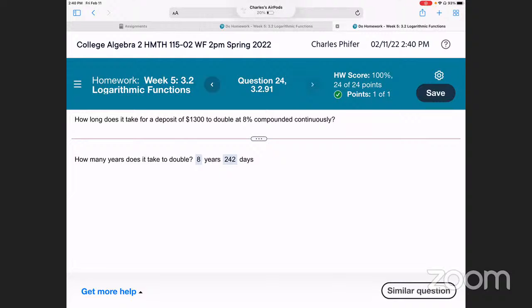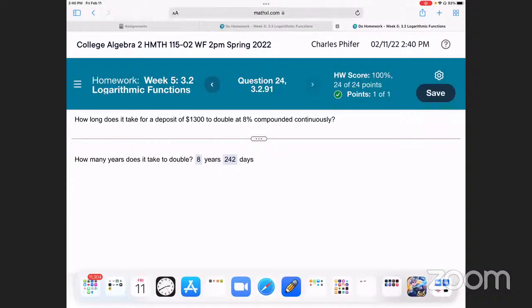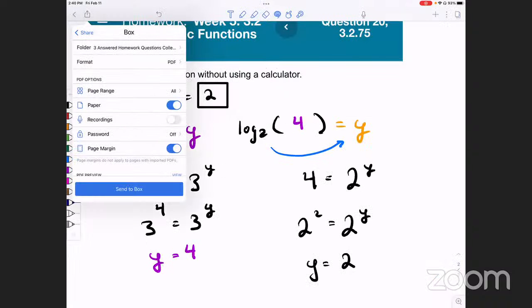Are there any burning questions before we part? Let me go ahead and share a copy of this and send it to you guys. I think I can go right there, send a box. Should have put the other screen.